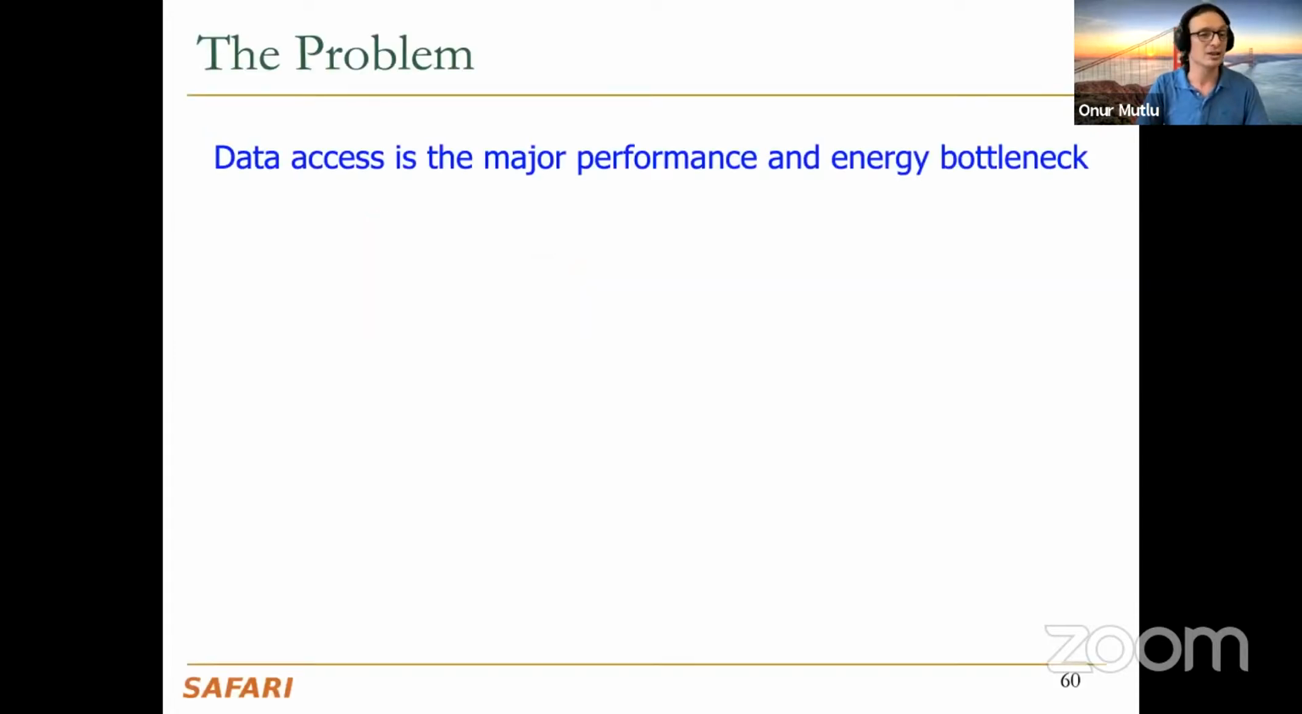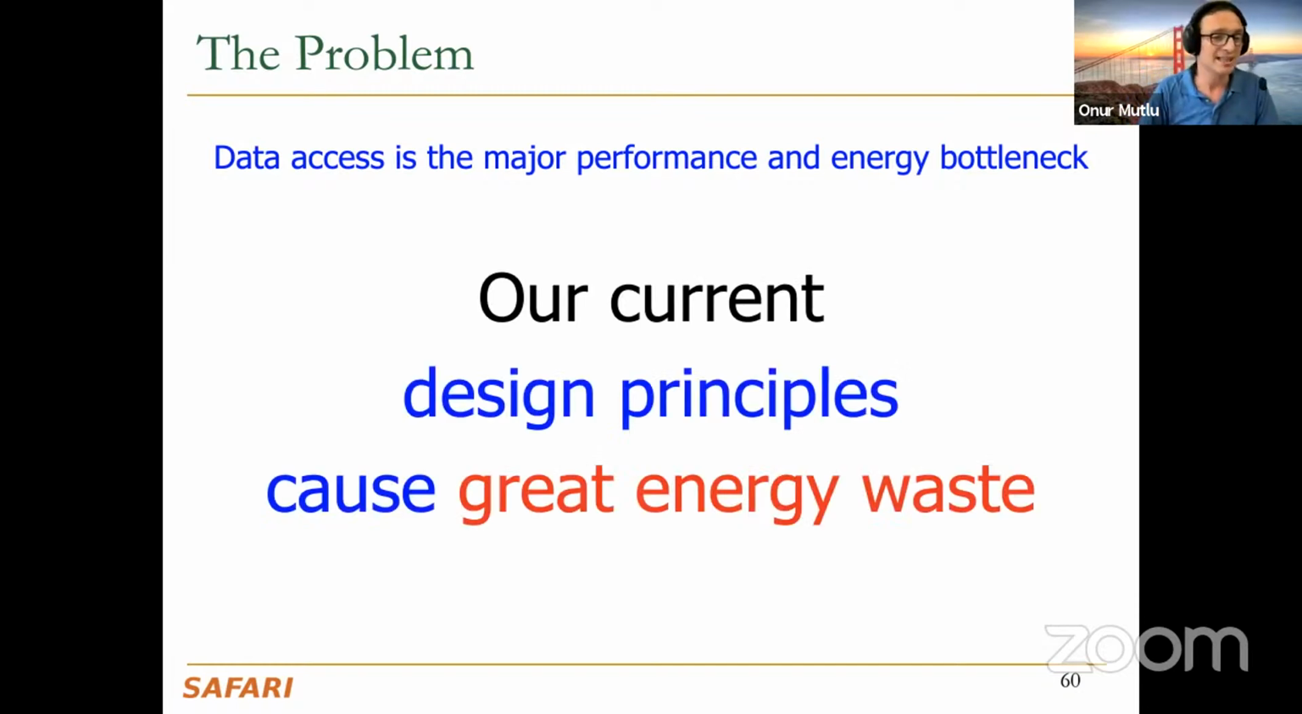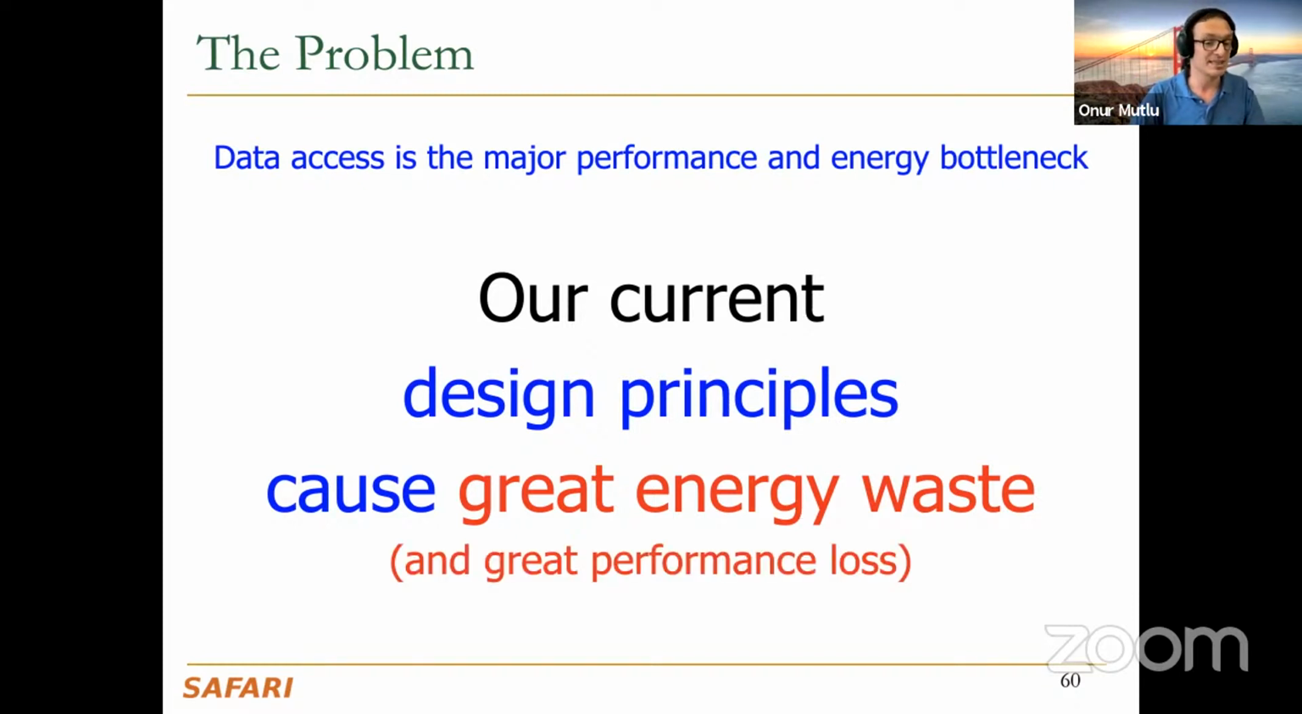But you already know that data access from memory is the major performance and energy bottleneck. We've seen this in many different ways. When we motivated the memory problem and when we started studying memory, I'm going to show you some of those slides again. But basically, if we do some critical thinking, we will quickly figure out that our current design principles cause great energy waste. Why? We're basically moving data all around the system.